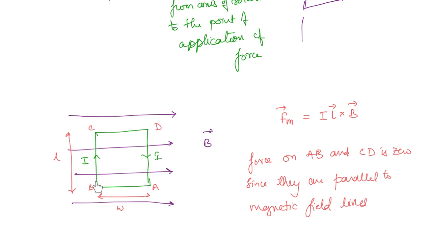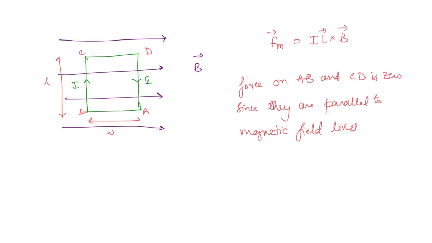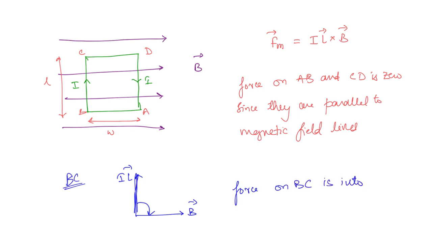Next, consider the other two sides BC and DA. This is going to be a non-zero force. So what is the force for BC? If you take BC, the length vector is like this, I L bar, and this is B bar. If you put the four fingers of your right hand along this I L bar and bend them towards B bar, then what will be the force direction? It is going to be into the plane. So force on BC is into the plane.